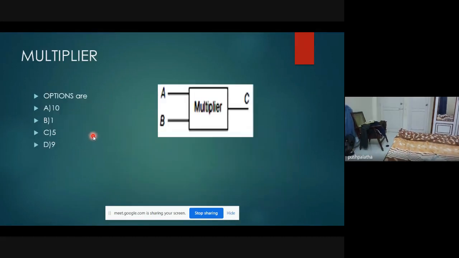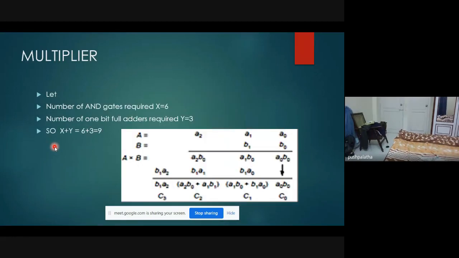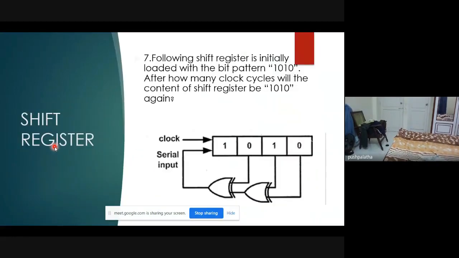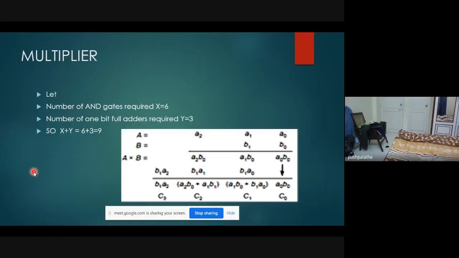So the option is D. It's clear for you, right? Shall I move on to the next question?